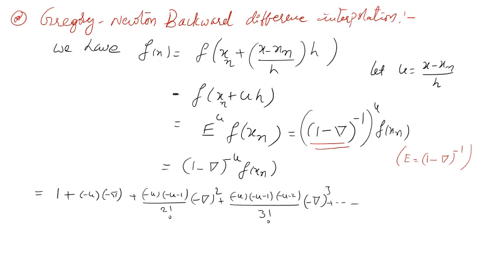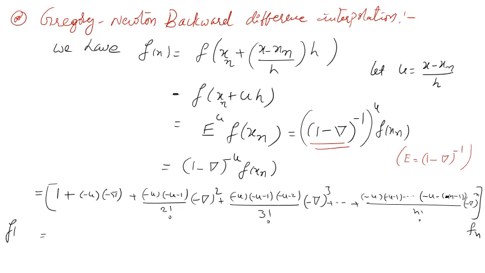Lastly, minus u into minus u minus 1 and so on, up to minus u minus n plus 1, minus is common, so u into u plus 1 up to u plus n minus 1, whole by n factorial, minus del whole power n, this entire multiplied by fn.